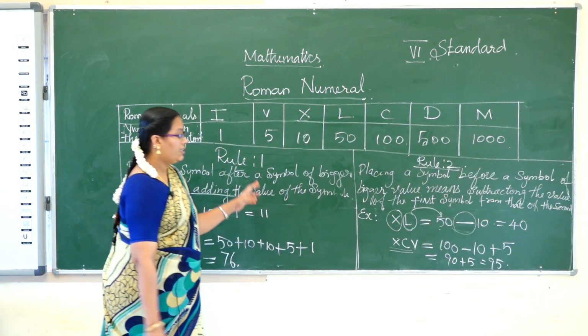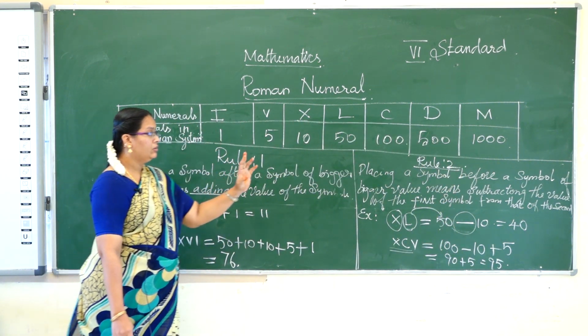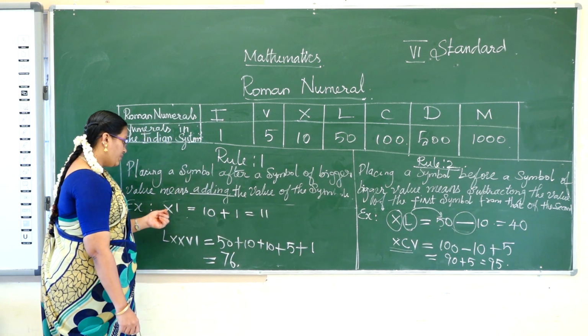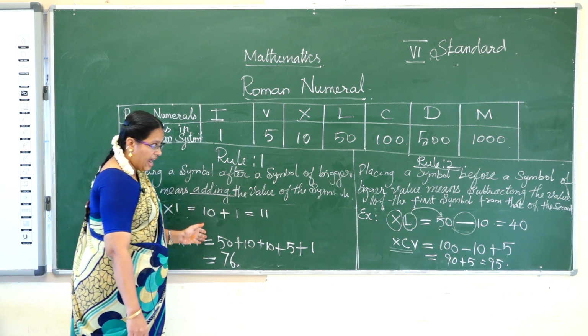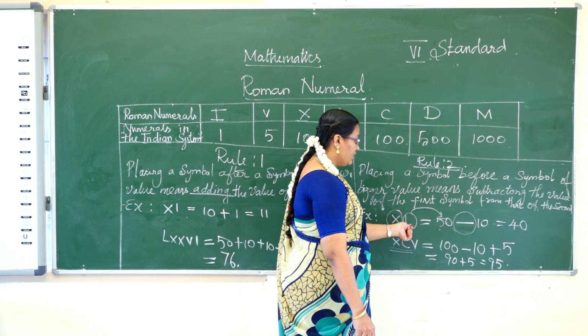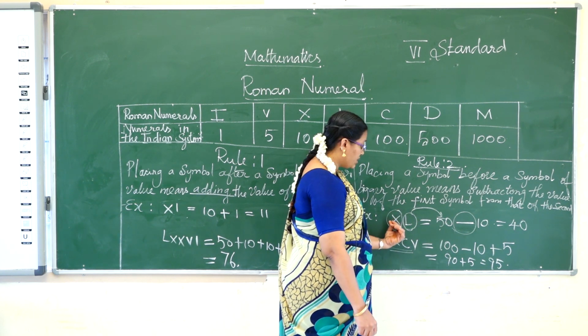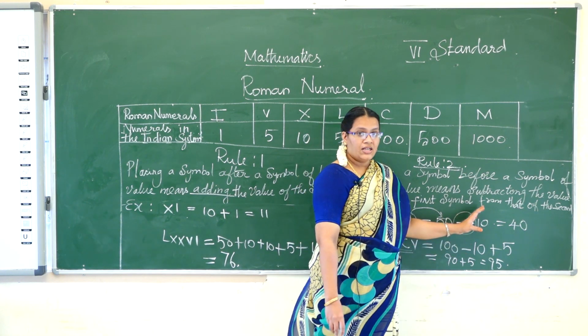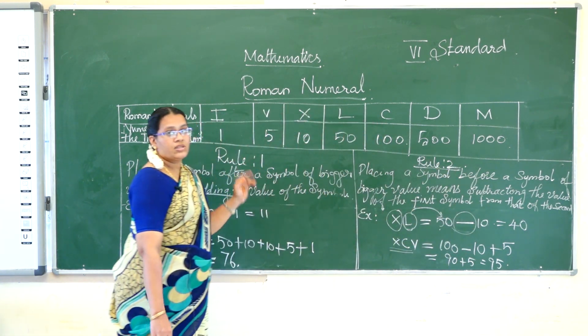I hope you are understanding rule number 1 and rule number 2. Rule number 1: the smaller value comes after the bigger value, we can add. Rule number 2: the second value is larger compared with the first value, you should subtract in this place. That is all in the first 2 rules.